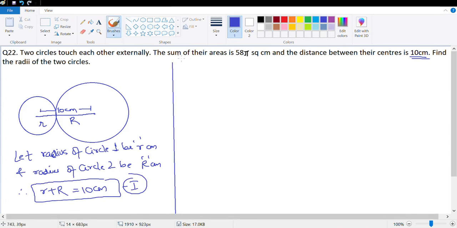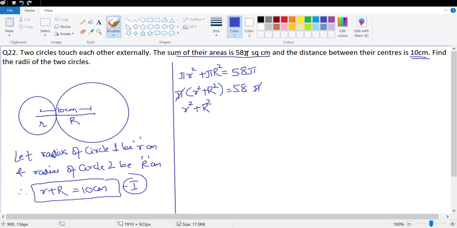Next, it says sum of their areas is 58 pi square centimeter, which means pi small r square, which is the area of this circle, plus pi capital R square, which is the area of the bigger circle, is given equal to 58 pi. Let's take pi common from both sides. So this is pi times r square plus R square is equal to 58 pi. Pi and pi on both sides get cancelled, and I have my second equation, which is r square plus R square is equal to 58. That's my second equation.